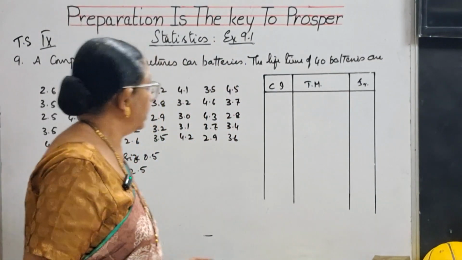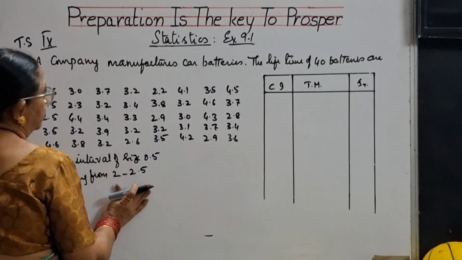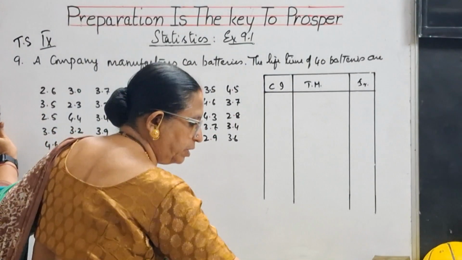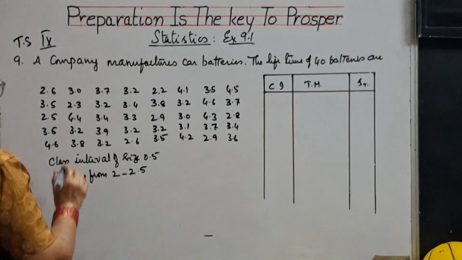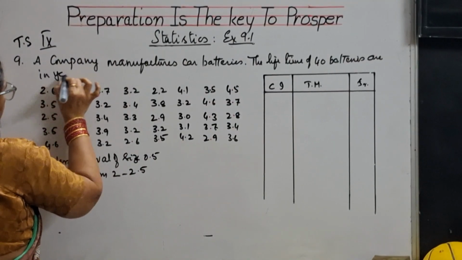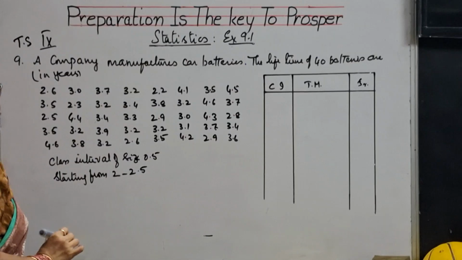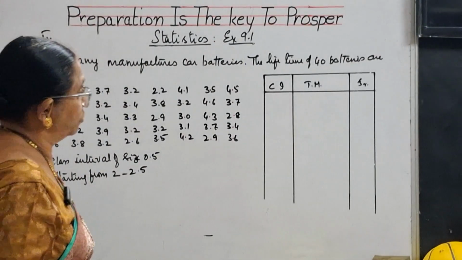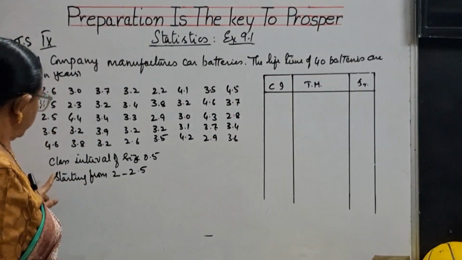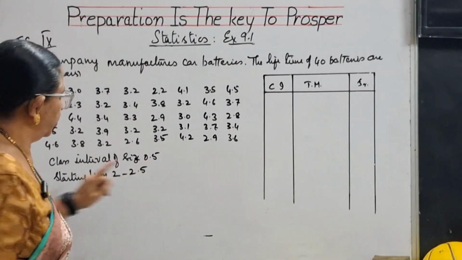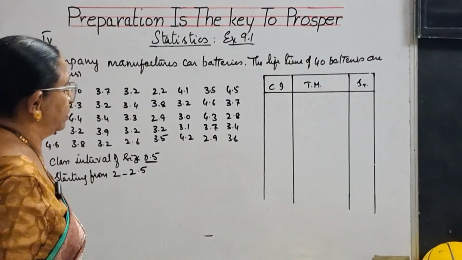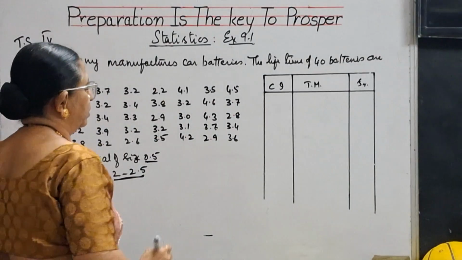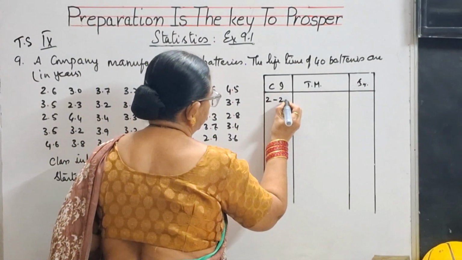Now this ninth problem, children. A company manufactures car batteries, and the life of the car batteries is given in years. It's given to you for 40 batteries. Now you need to find a frequency distribution table here. Class interval of size 0.5, they said, and it starts from 2 to 2.5. So they have already given the first one, 2 to 2.5.